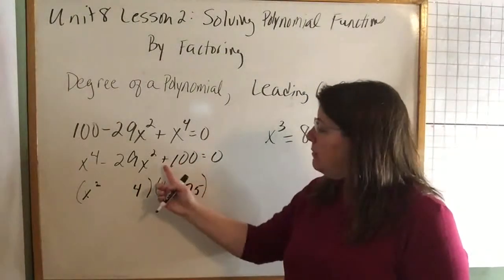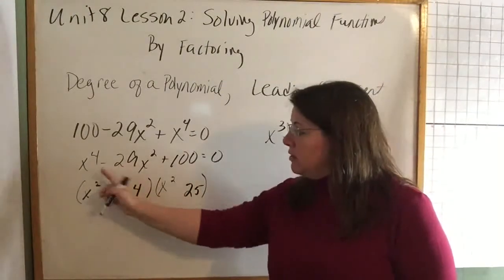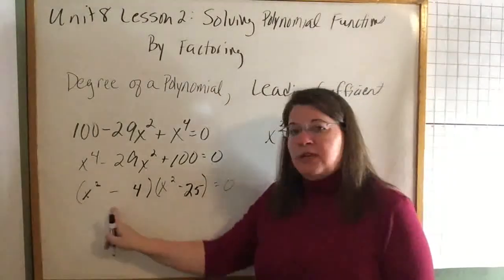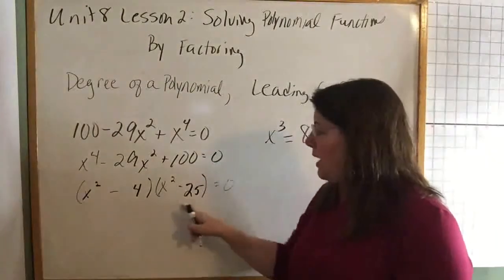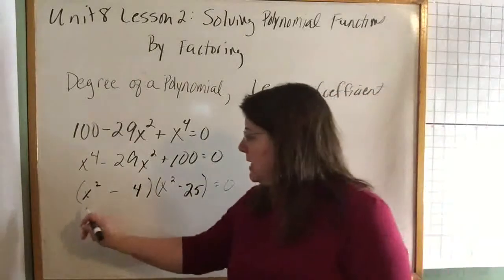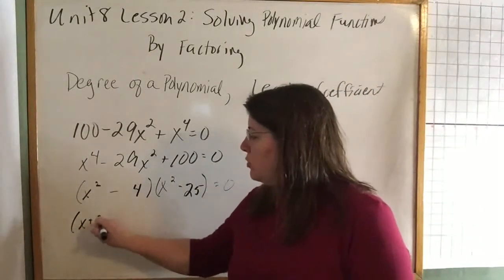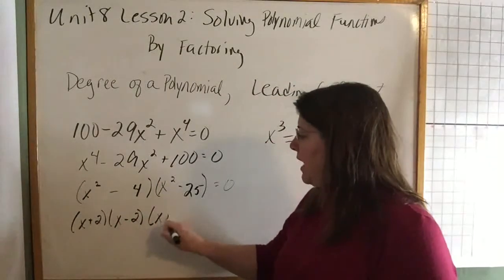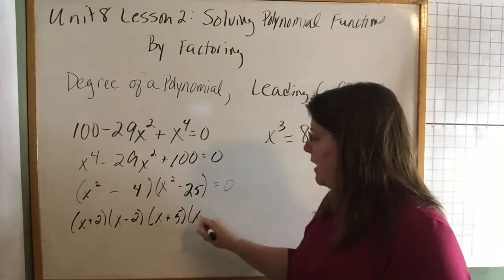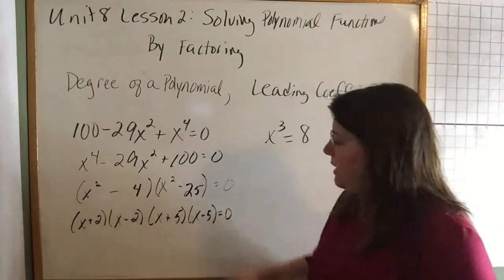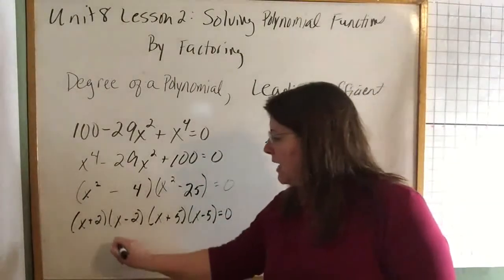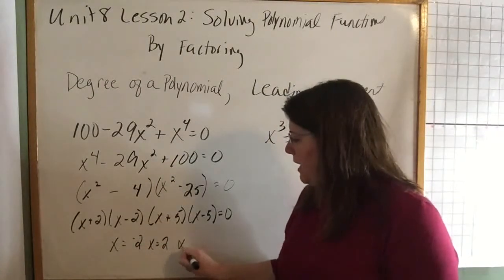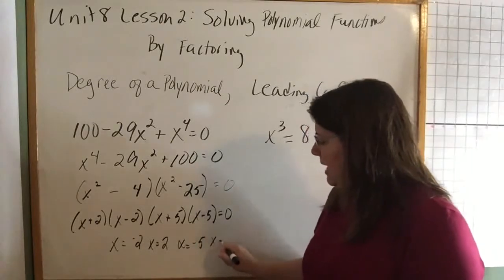And then this tells me the signs are going to be the same as the middle term, so they're both going to be minus. And so now what I have here is the difference of squares times the difference of squares. Those both can be factored again. So I can say that this is x plus 2 and x minus 2. This one is x plus 5 and x minus 5. If I set all of the factors equal to 0, I'll get x equals negative 2, x equals 2, x equals negative 5, and x equals 5.